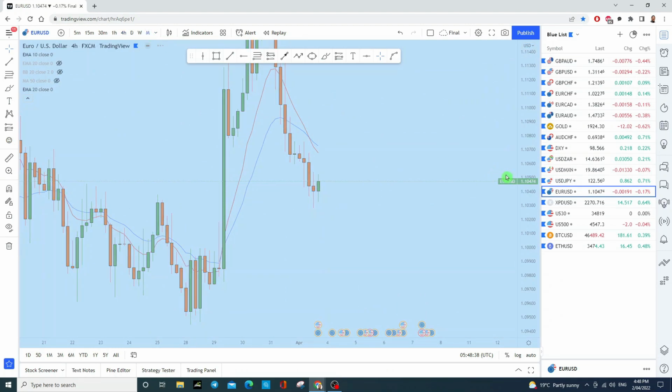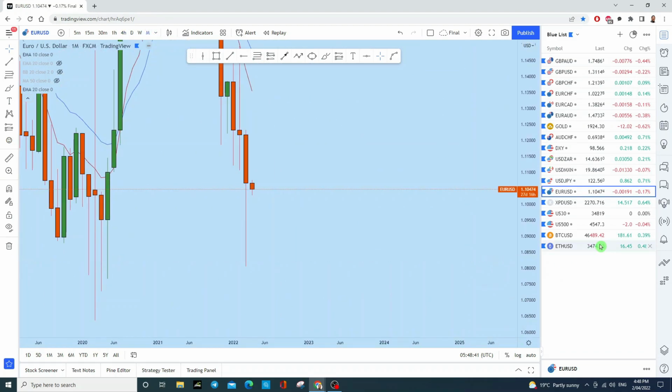Now euro dollar, first of all, monthly. Okay, quickly we'll see monthly and then we'll see other time frames.